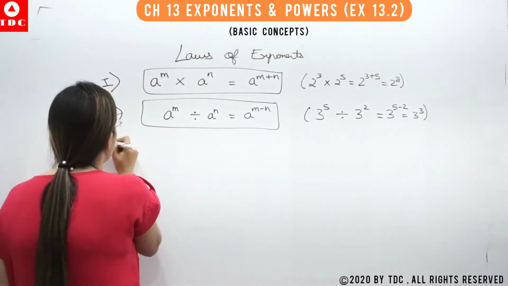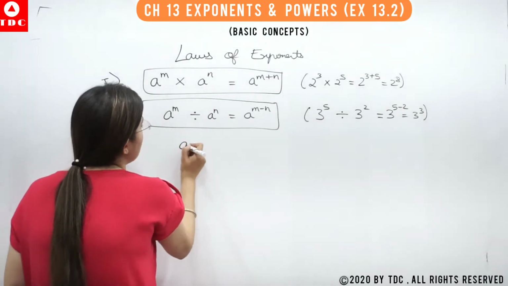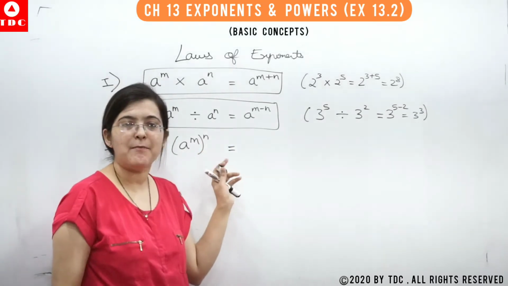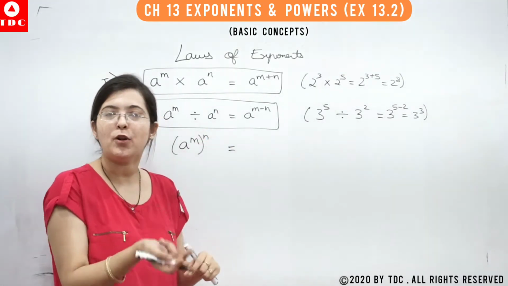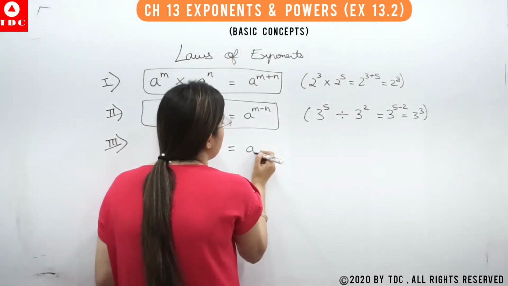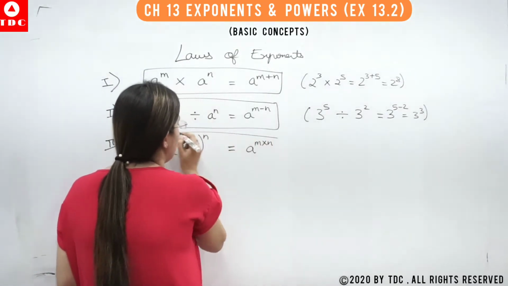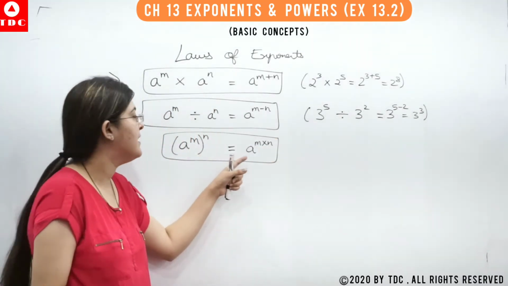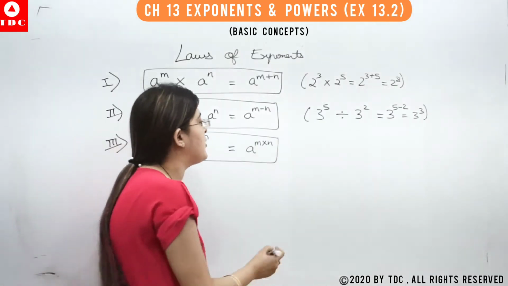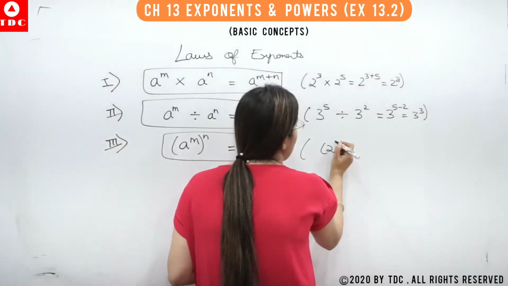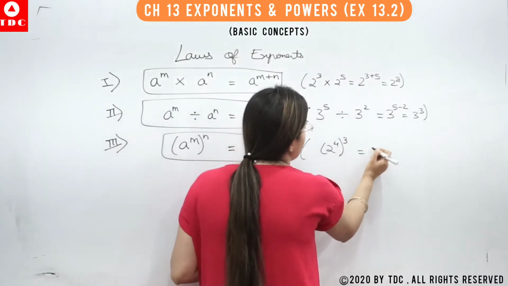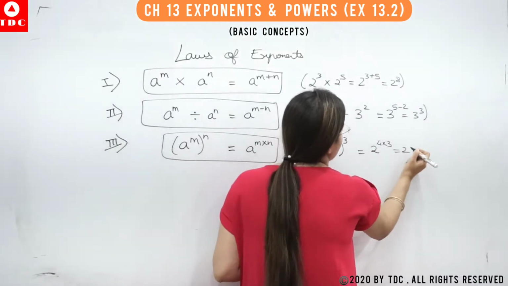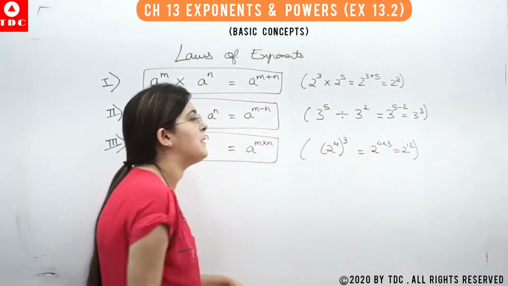Now your third law is that if the powers are like this, a to the power m and to its power there is one more power n, then the powers would be multiplied. It will be a to the power m into n. For example, 2 to the power 4 to the power 3. So what will it become? 2 to the power 4 into 3. That means the total power on 2 will be 12.